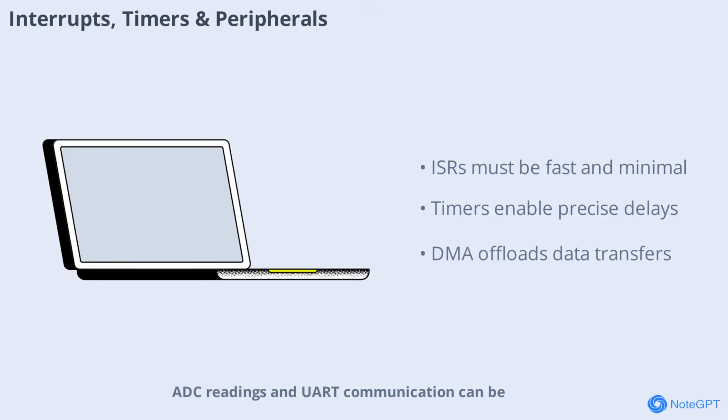For example, ADC readings and UART communication can be handled using either blocking or interrupt-driven approaches, with circular buffers for efficient data handling. Direct memory access (DMA) further offloads repetitive data transfers from the CPU, improving performance for tasks like streaming sensor data. These mechanisms enable embedded systems to interact with the real world in real time.